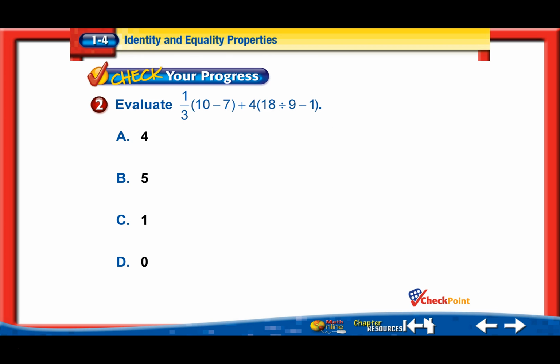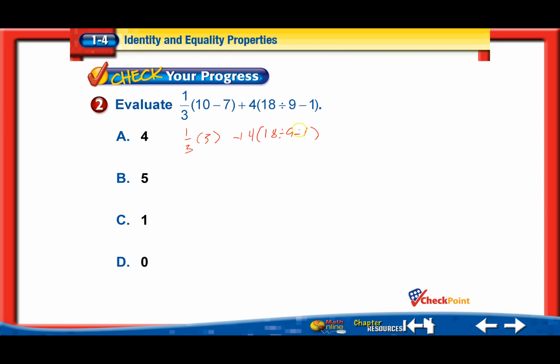All right, try this one on your own, and go. All right, let's break it down. I'm just going to work straight down. It'll be easier that way. So we're going to substitute 3 for 10 minus 7. Then 18 divided by 9, minus 1.